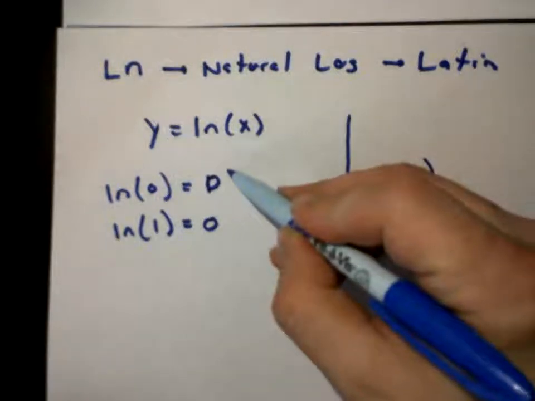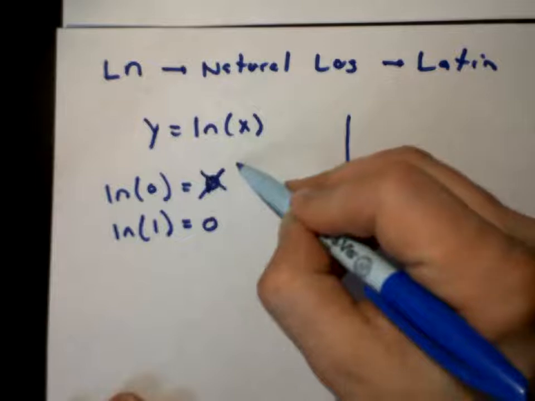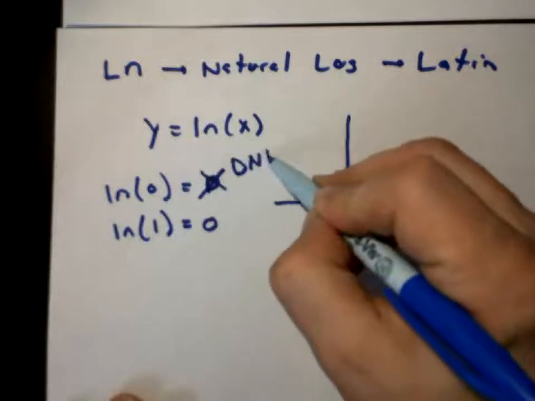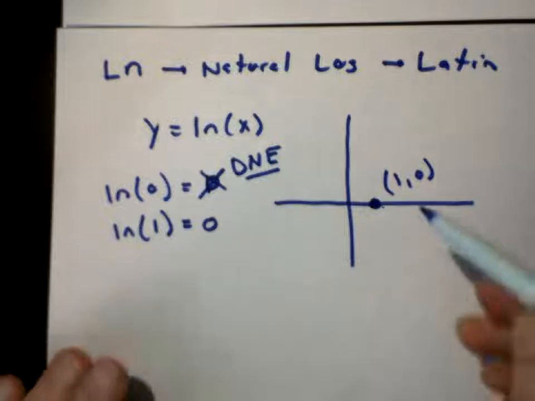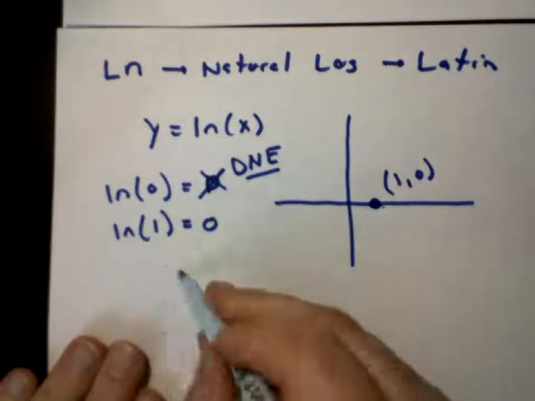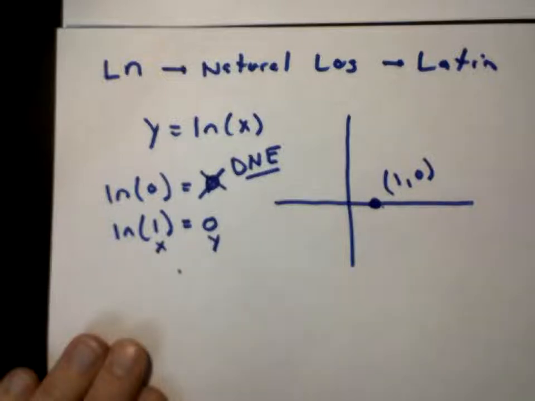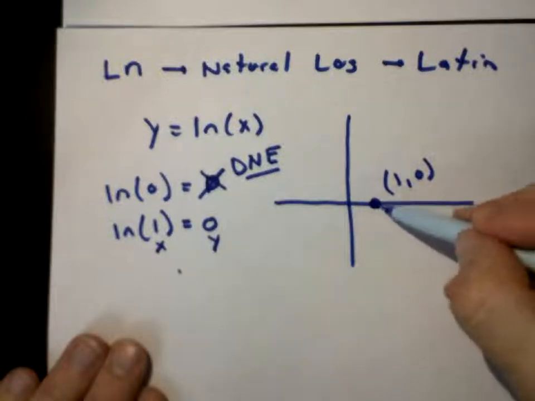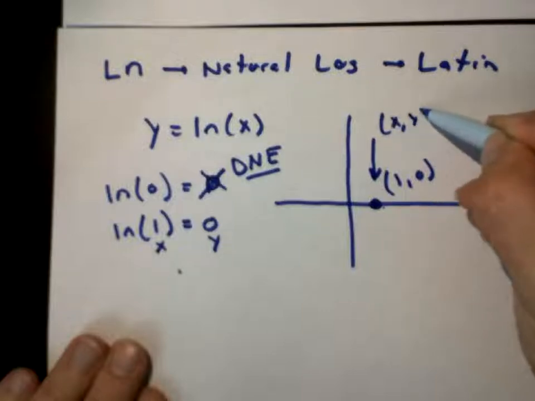Okay, so this one right here, you can't do it. It does not exist. I'm going to back up here a little bit. It does not exist. Don't make that mistake. However, if you put 1 for x, the output gives you a 0. So that's why you have an intersection here. So this is x, comma, y.